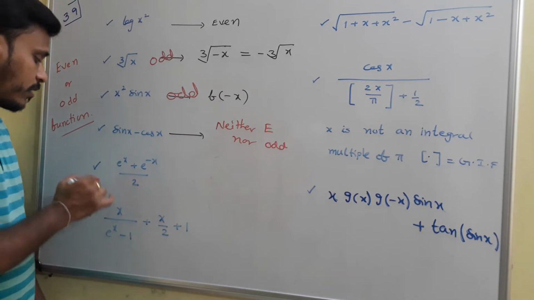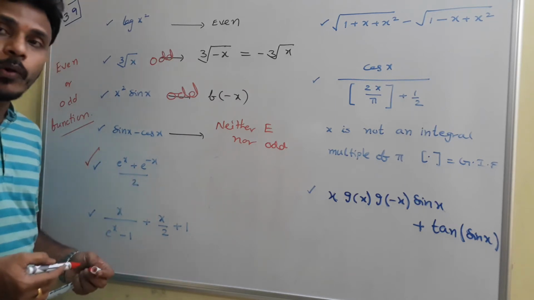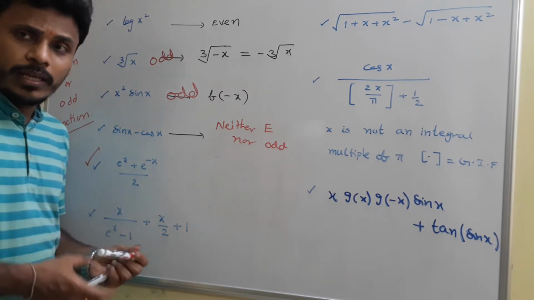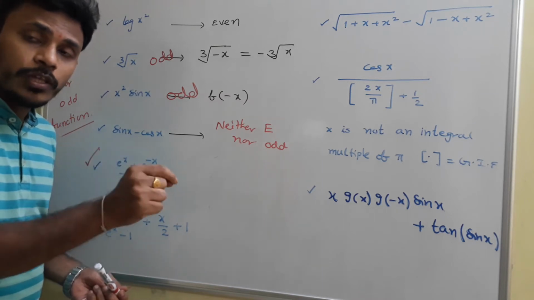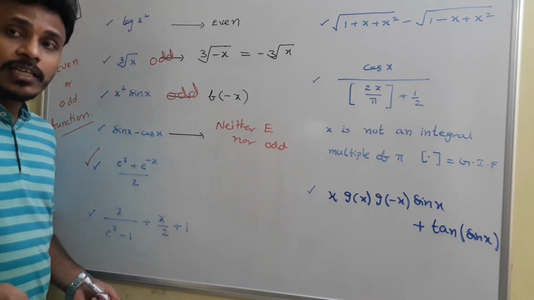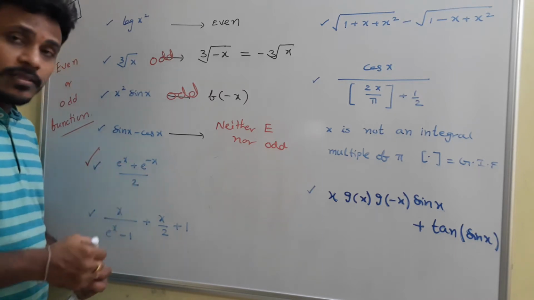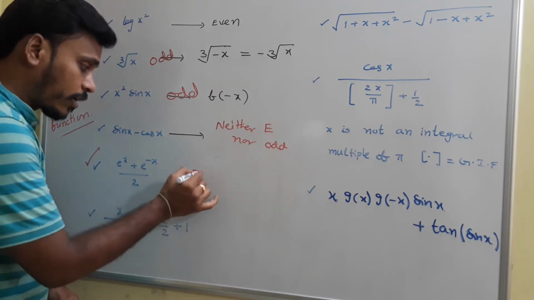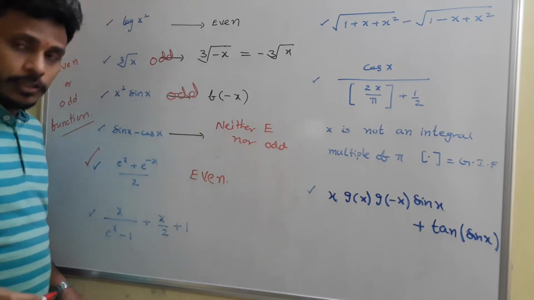Our next one is e power x plus e power minus x, by 2. Now it is very clear. If you replace x with minus x, this x will become minus x and this minus x will become x. You still get the same thing, and that's why clearly this is an even function.